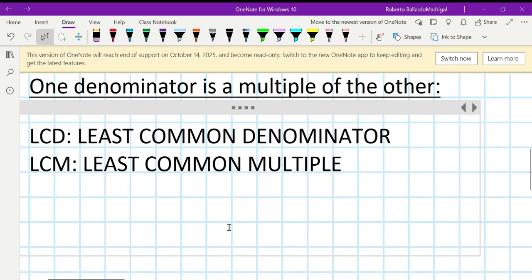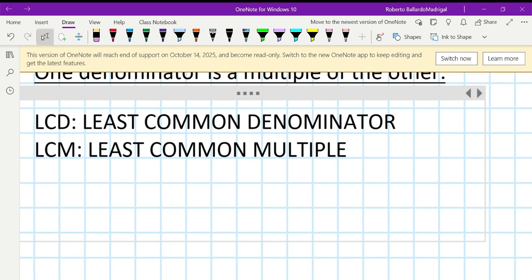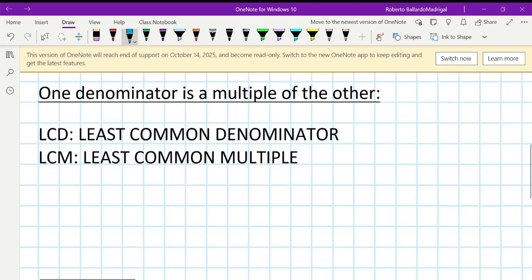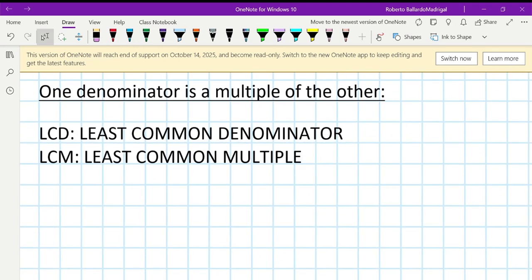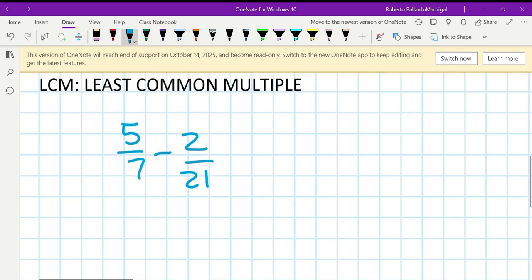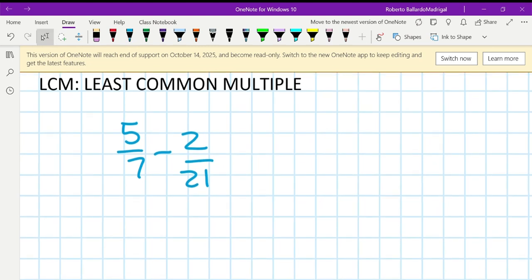Okay. So look at this example then. What if I wanted to do 5 over 7 plus 2 over 21? Actually, let's do minus. 5 over 7 minus 2 over 21. Am I able to just combine these like I did in the last example? No, and the reason why I can't do that is because I don't have the same denominator.